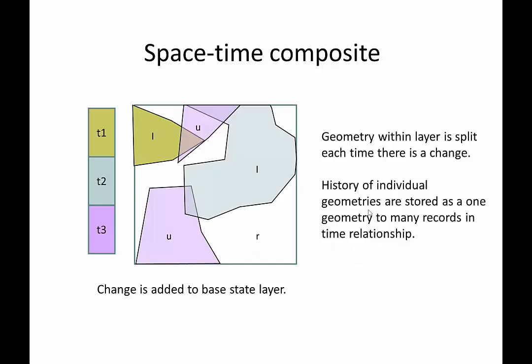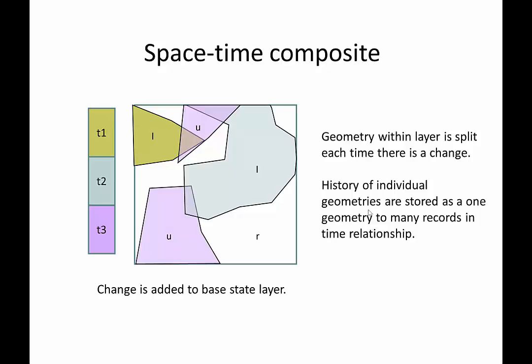Here's another model. This is the space-time composite model. In this case, you have one data layer, and what you do is basically have lots of geometries within your layer that are recording this sequential change.